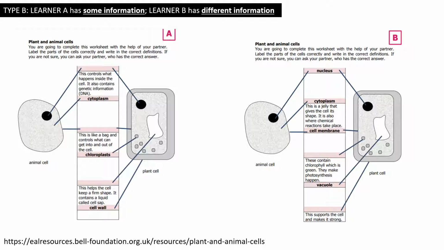The other type of barrier games, type B here, is one where learner A has some information that B doesn't, but B has some other information that A doesn't. You can see this in the example here. This is one of the resources available at the EAL Nexus website. We see, for instance, that A has the definition for a nucleus, but not the actual name of it, but B does have the name, but not the definition.